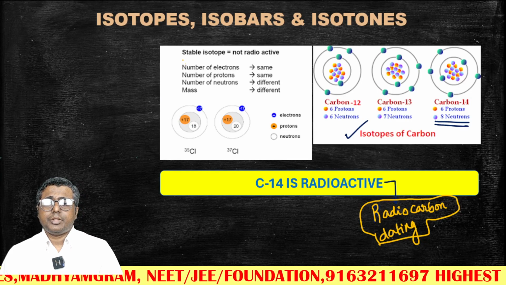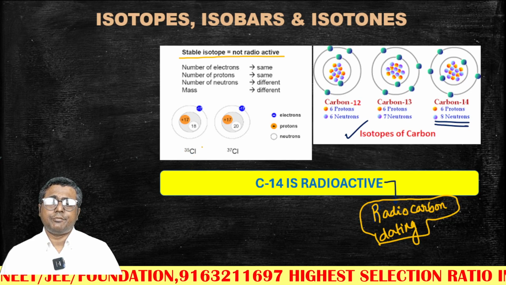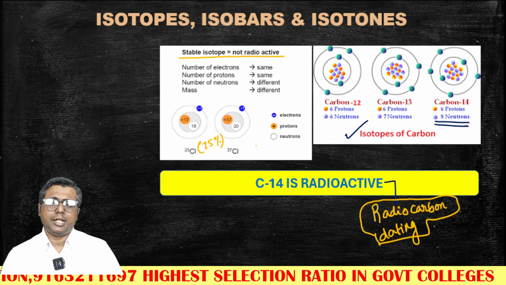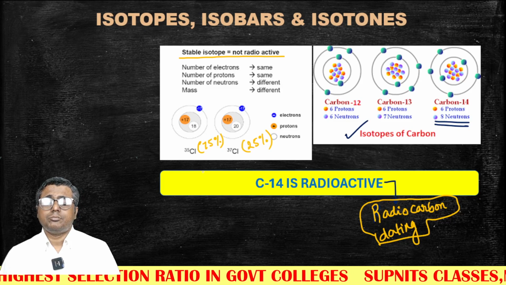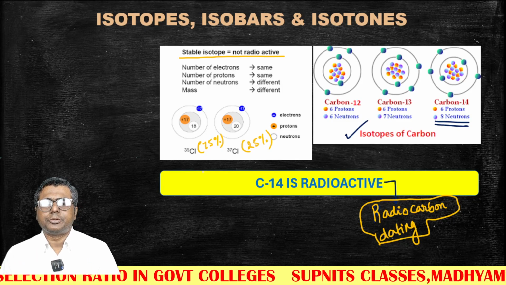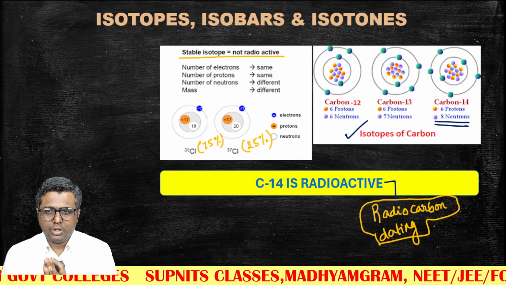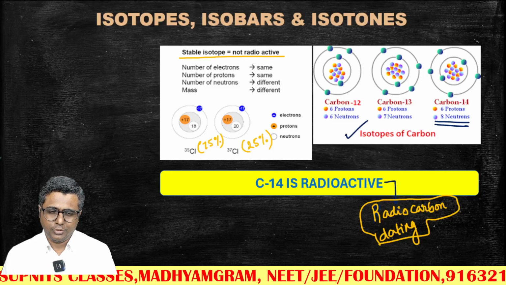See here another very important thing, chlorine. Chlorine has 2 isotopes: Cl35, which is around 75% on this earth, and Cl37, which is around 25% on this earth, and both of them are stable isotopes, not radioactive. Both of them are absolutely not radioactive.